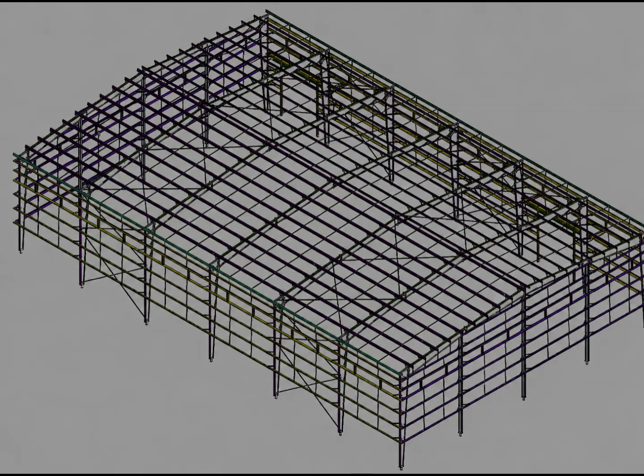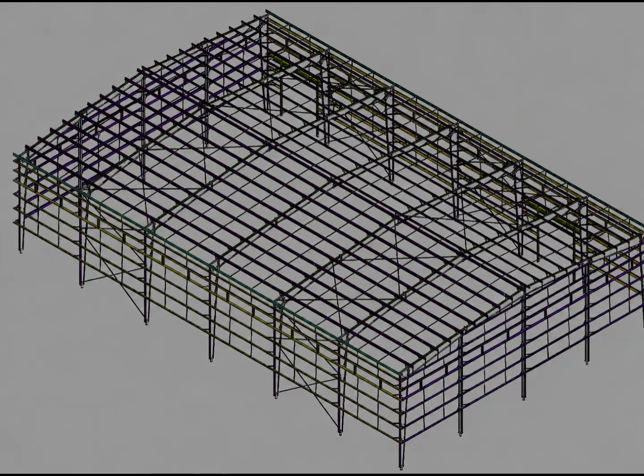So, if you are learning PEB modeling, remember this. Do not try to memorize the appearance of every member. Instead, understand the logic of the framing. Know the grid. Know the bay spacing. Know the primary framing. Know the secondary framing. Know the bracing locations. Then use the drawings to locate the smaller members. Once you understand this workflow, tracing a member inside a complicated 3D model becomes much easier.